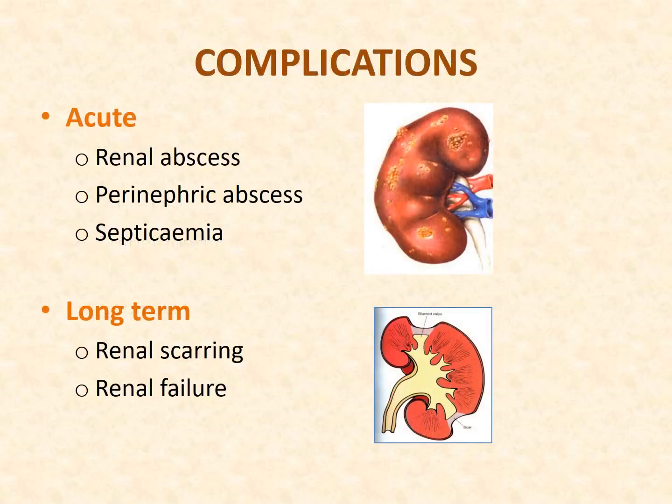UTI in children needs to be treated properly due to its potential short and long-term complications. The short-term complications include renal abscess, paranephric abscess, and septicemia. The long-term complication is renal scarring, which can lead to renal failure.